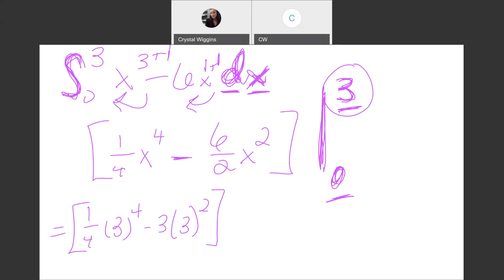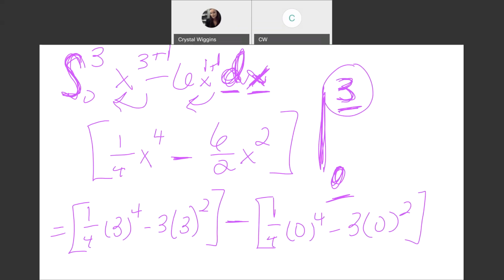Weird. Okay. Minus, now do the same thing but put 0 in for every x. And since every term has an x, this is actually just going to be 0, but let's write it out for our notes for the first time. 4th minus 3 times 0 squared.